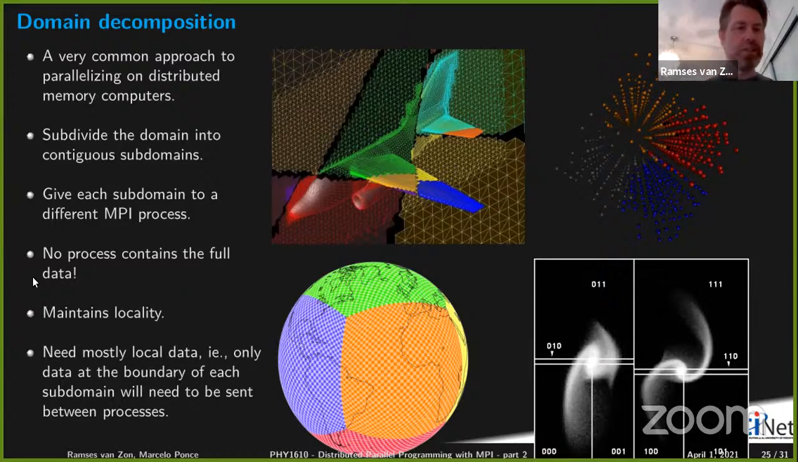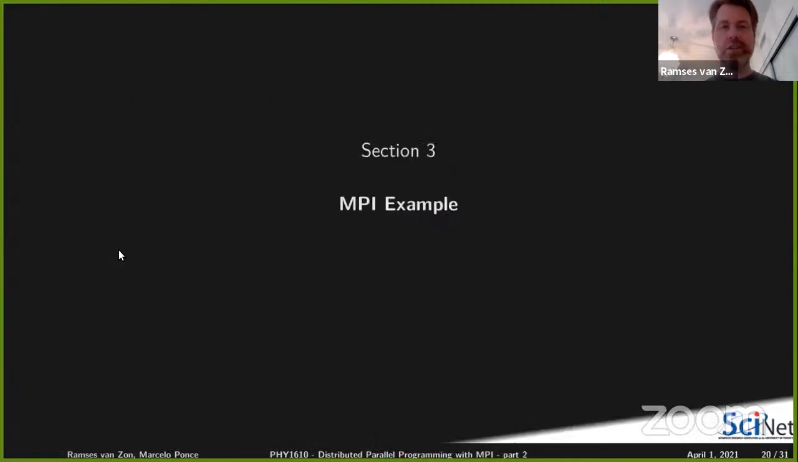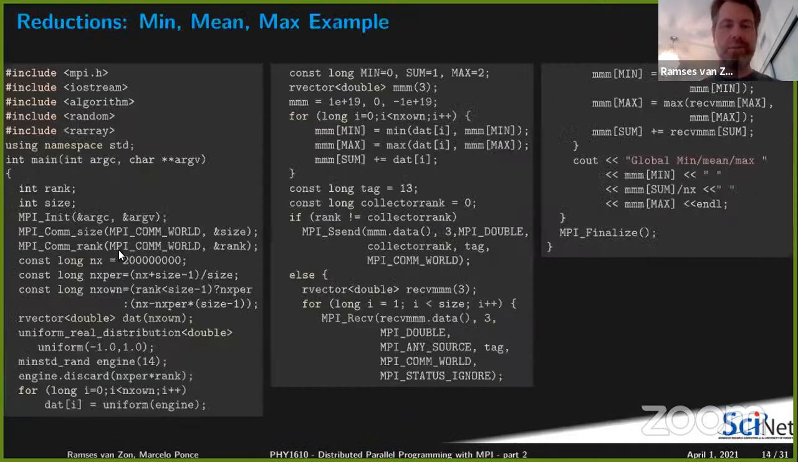There's one other question. The discard, Brendan asked. Let's go back. It's a good question. So we've got, say, 4 processes running this code. They're all doing the same thing. They figured out how many points they want. They are all initializing the engine here with seed 14.